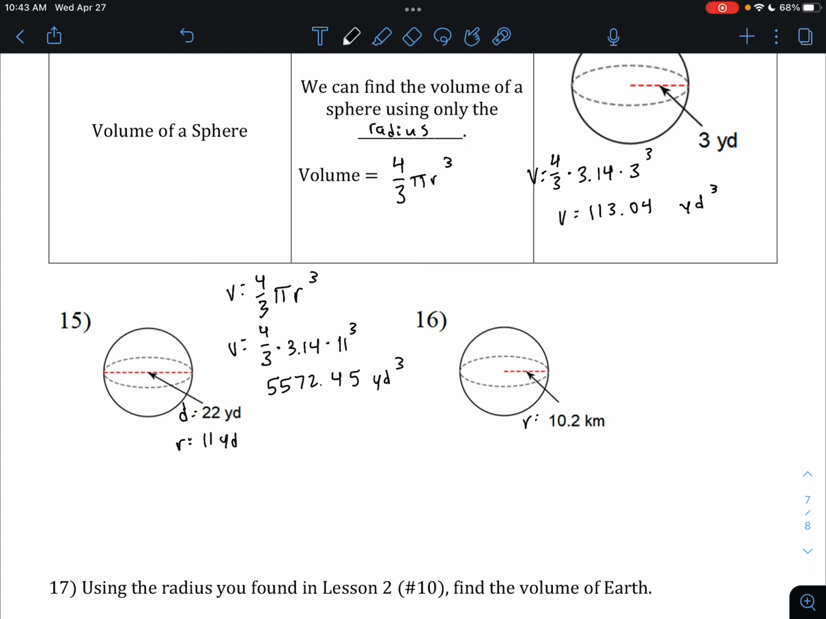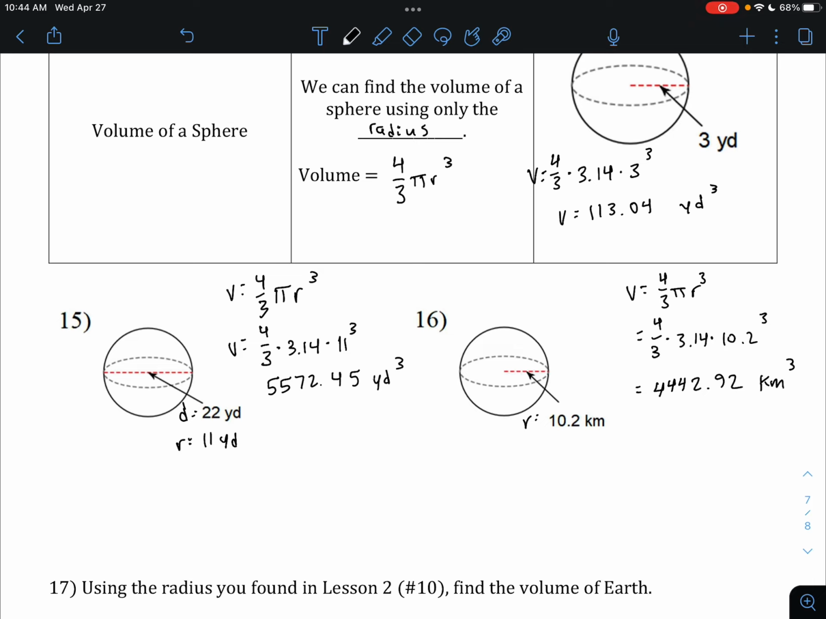All right, our radius is 10.2. So our volume being 4/3 pi radius cubed is simply 4/3 times 3.14 times 10.2 cubed. When we put that in our calculator, we get 4,442.92 kilometers cubed.